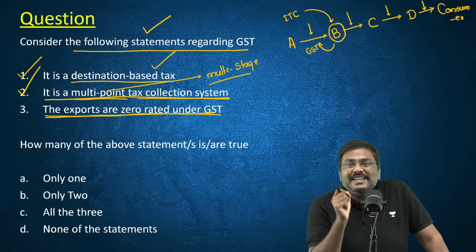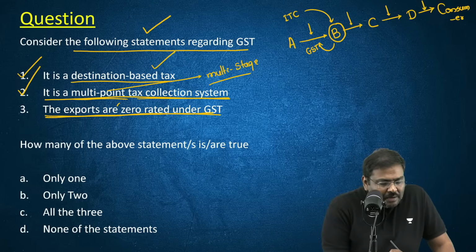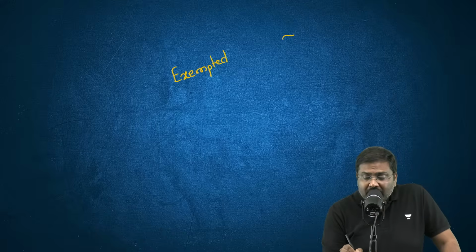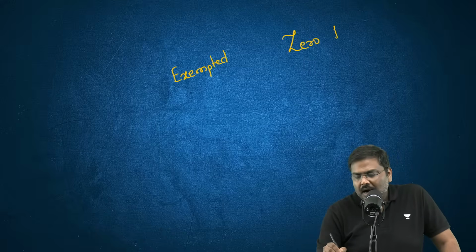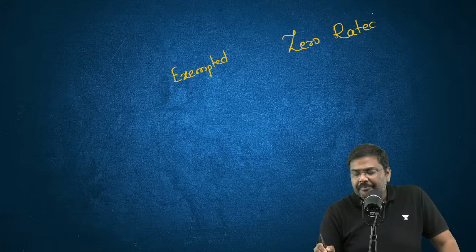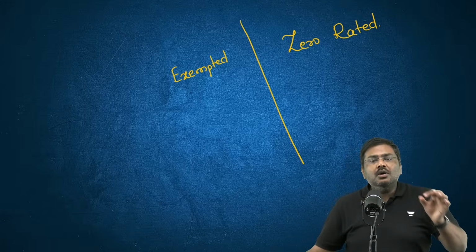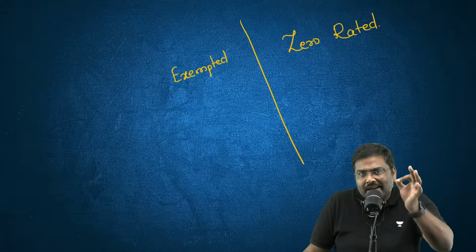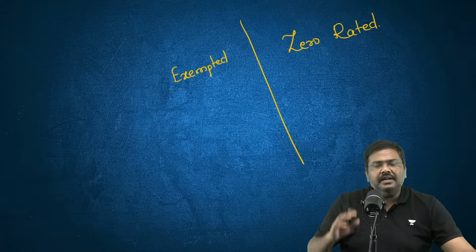Third one, the exports are zero rated under GST. What do you mean by the term zero rated? Listen to me very carefully. There are two terms, and a lot of you will be confused with these two terms. One is exempted, and the second one is zero rated. Understand the difference between both of them. Understand very carefully. Let's start.